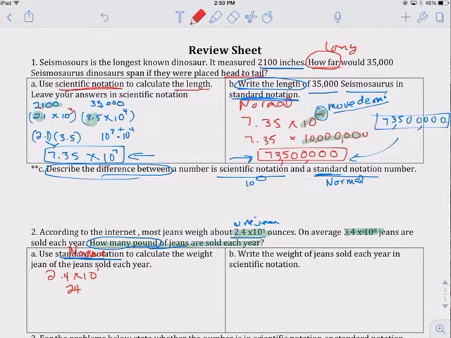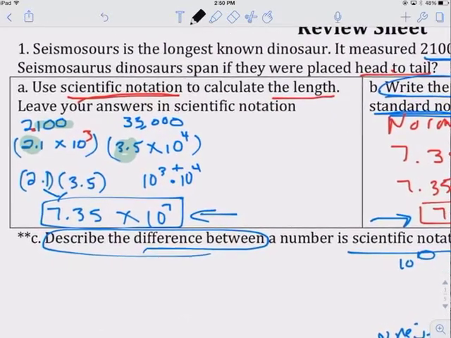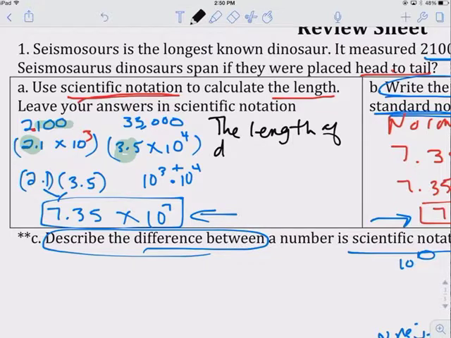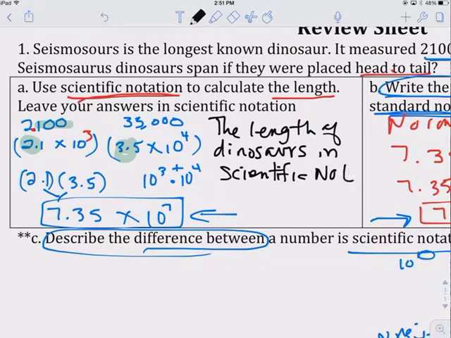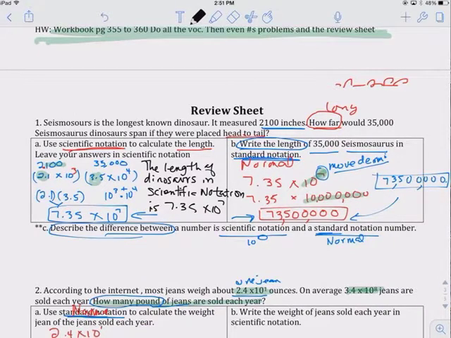What did I do wrong on number 1, A and B? Victoria, what did I do wrong on numbers 1, A and B? Yes, Mark? You have to put it in word form. In word form, very good. So here I would say the length of the dinosaurs in scientific notation is 7.35 times 10 to the 7th. So B, same thing, right? The length of the dinosaur in standard form.